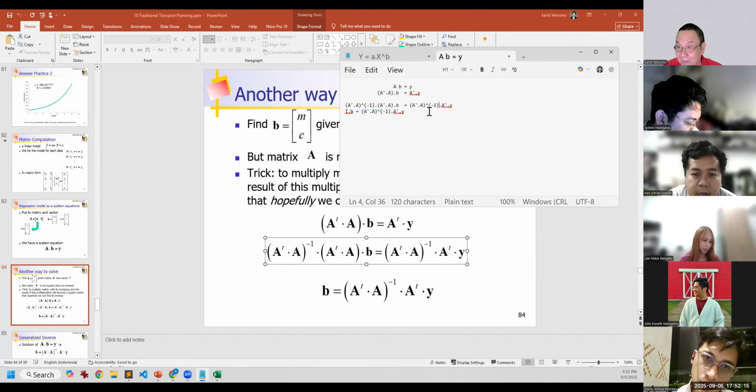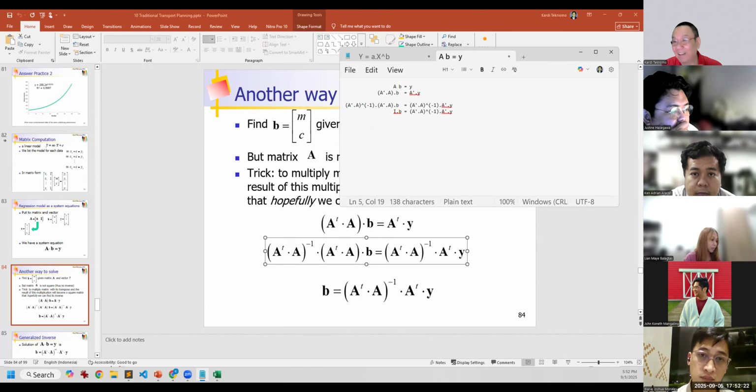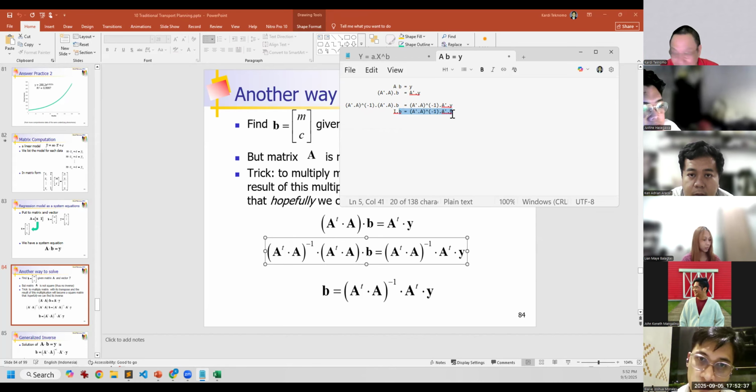Yeah. Is it clear? But the identity matrix is just one. One multiplied by anything is that anything, right? So this is exactly the same as P.